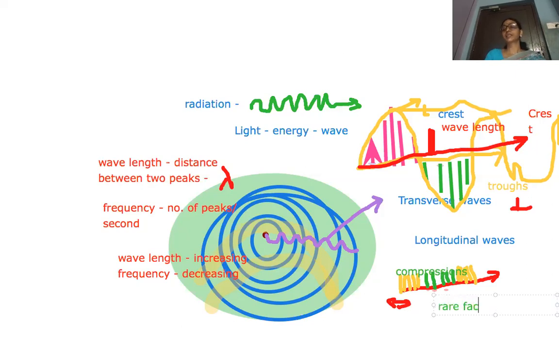They're called rarefactions. So you get the difference between transverse waves and longitudinal waves. In transverse waves, the particles vibrate perpendicular. In longitudinal waves, the particles vibrate parallel to each other. In transverse waves, we get crests and troughs. In longitudinal waves, we get compressions and rarefactions. An example for transverse waves is light waves. An example for longitudinal waves is sound waves.